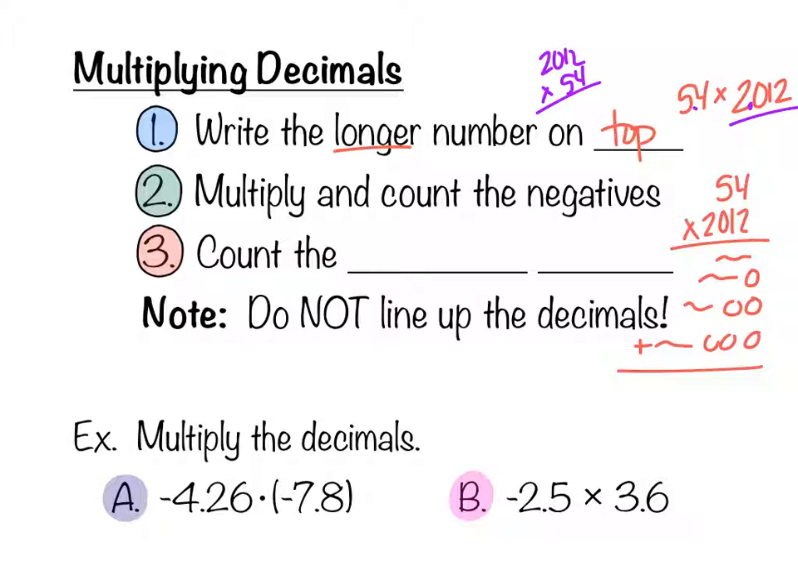All right, so then you're going to multiply and you're going to count those negatives like we just talked about. And you also need to count the decimal places. However many decimal places you have in your problem, that's how many you're going to have in your answer. And then we do not need to line up the decimals. In fact, if that's something you struggle with, you don't have to write the decimals at all. And I'll show you an example of that here in a second.